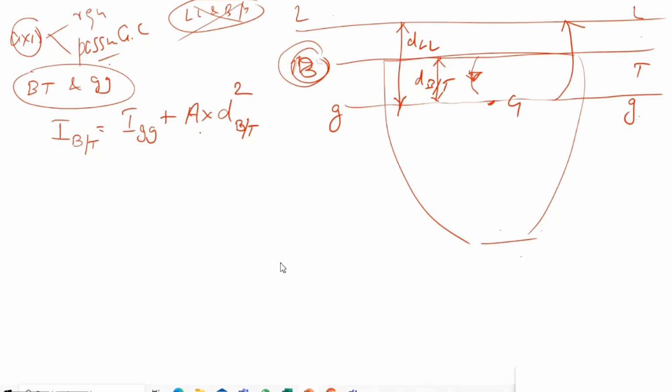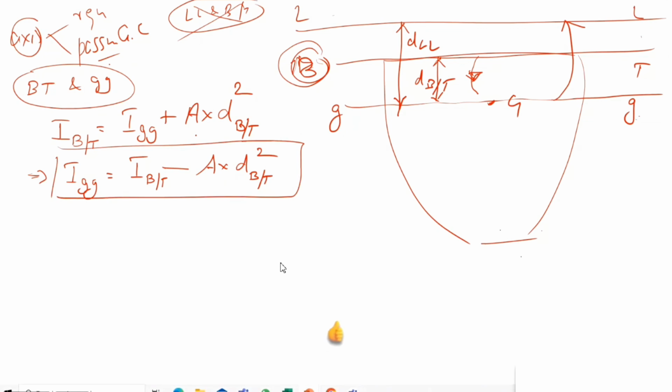Please remember from this expression, IGG will be equal to IBT minus this. Understood? Minus will go to the other side. Yes or no? Understood, guys? Yes, sir. And now I apply the theorem of parallel axis between LL and GG. It will be ILL equal to IGG plus area into DLL square. Am I right, guys? Yes, sir.